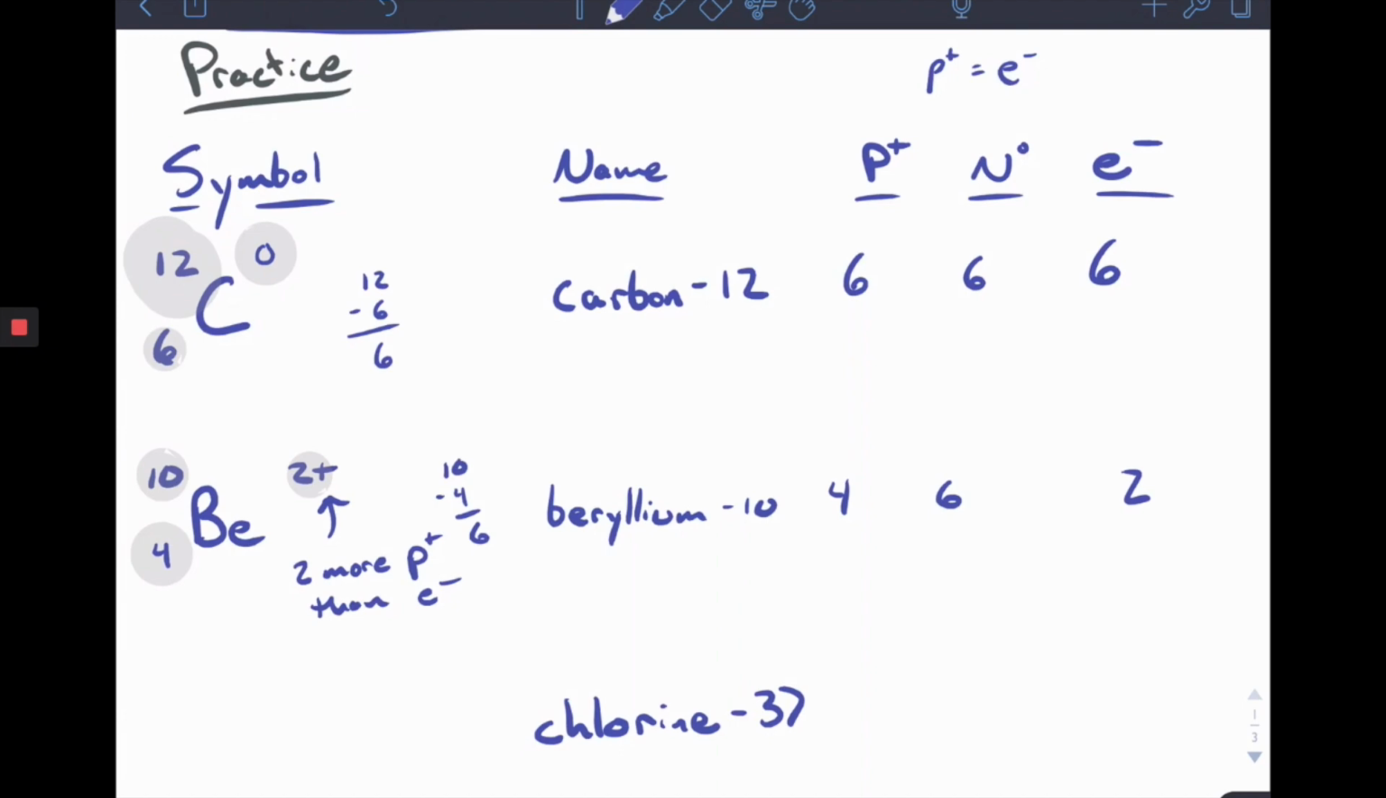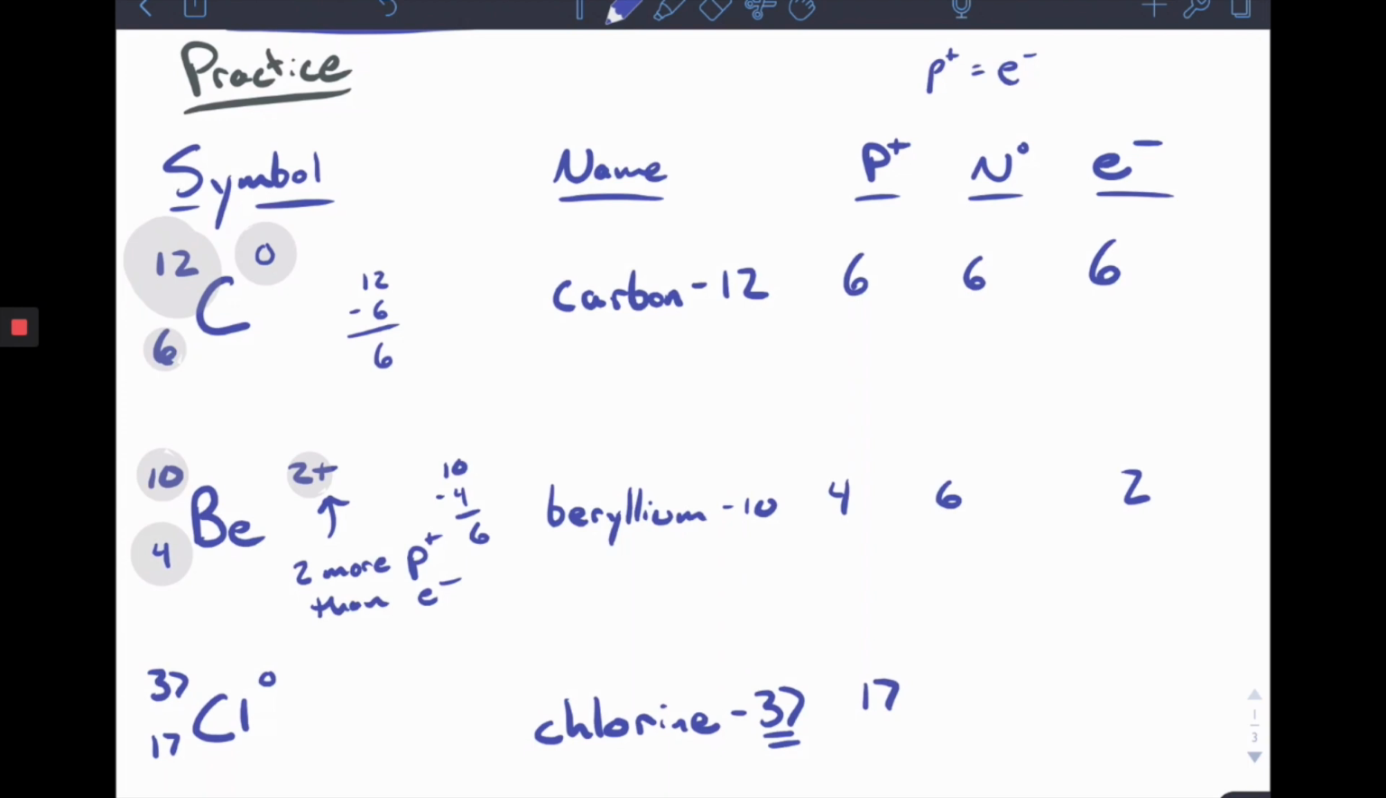Look up on the periodic table, you'll see that chlorine has the symbol of Cl. We know this right here is telling us the mass, so that's 37. Also on the periodic table, chlorine has an atomic number of 17, and we'll just assume that it is a neutral atom. How do you get the number of protons, neutrons, and electrons?